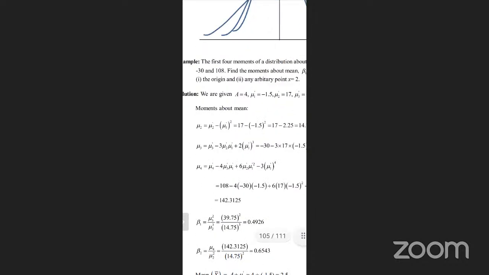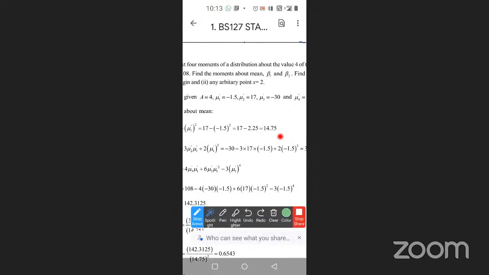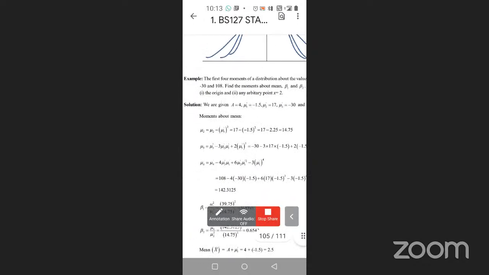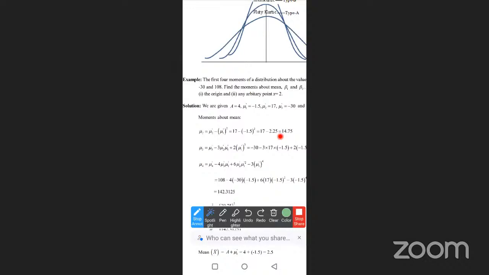Now coming to central moments, mu2 is equal to mu2 prime minus mu1 prime whole square, the formula. That is mu2 is equal to mu2 prime minus mu1 prime whole square, that is 17 minus of minus 1.5 whole square. Take the calculators. Yes, dear students, take the calculators and simplify it. Be fast. That is mu2 is equal to 14.75.